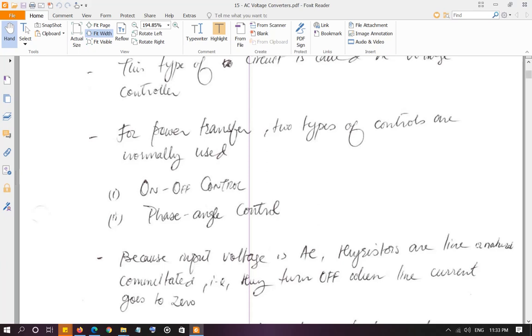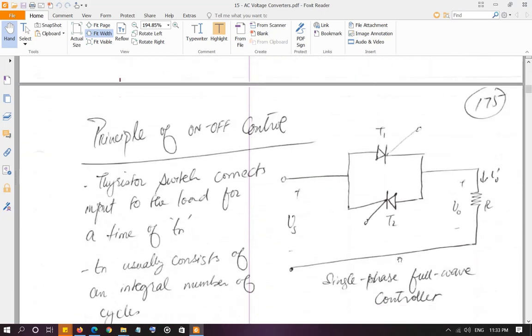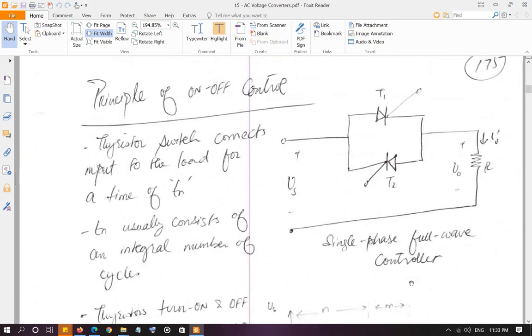Thyristors, as we have discussed, you can trigger anytime to start conducting, but to stop conducting, we need the current passing through the thyristor to go below the holding current. Okay, so let's look at the on-off control circuit.